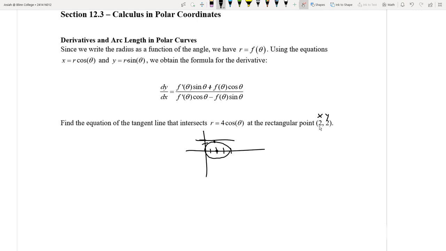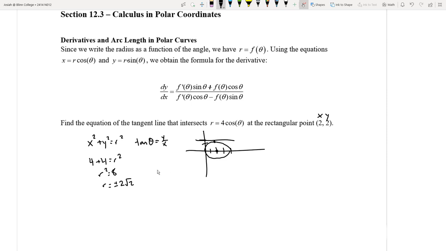So the first thing we have to do is take our rectangular point and express it as a polar point. And so we'll go ahead and say x squared plus y squared equals r squared. That'll give us one part of our polar point. And for our other, we've got tangent of theta is y over x. So we go ahead and have 4 plus 4 equals r squared. So r squared is 8, and thus r is going to be plus or minus 2 root 2.